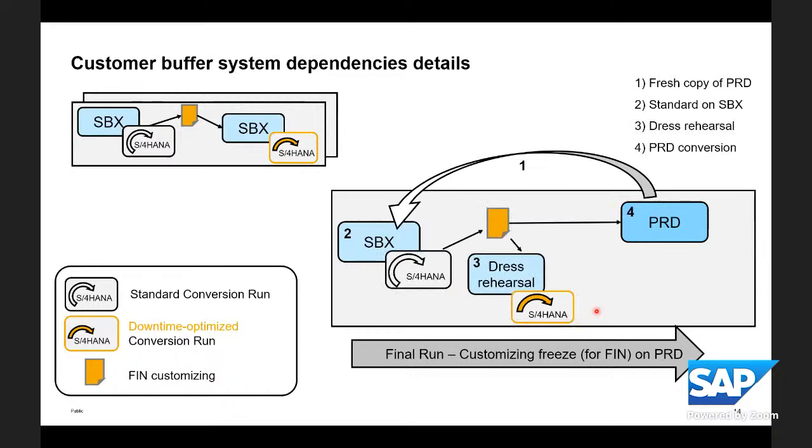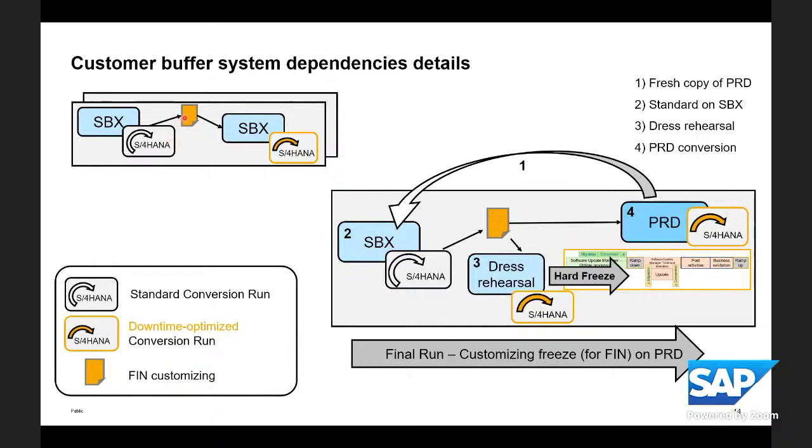So this picture here says you have several sandbox runs where you create this fin customizing request in a standard run to be provided to the downtime optimized conversion run. And now in here, we recommend to have a dress rehearsal as well on the same environment like the productive system. And there you use exactly the same conditions, boundaries, and this fin customizing. So that is what we say as a dress rehearsal, to be executed right before the actual downtime optimized conversion run on the productive system is running. Hopefully that was fitting to the question. Otherwise, let me know.